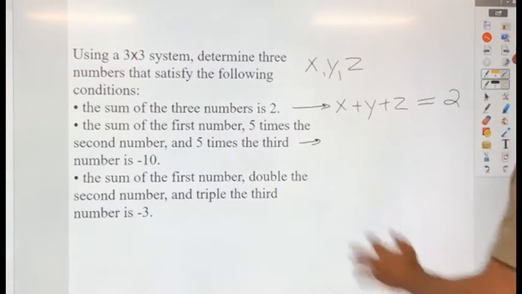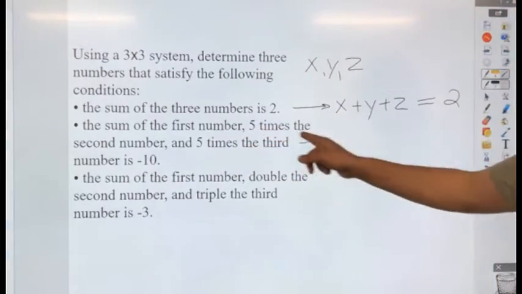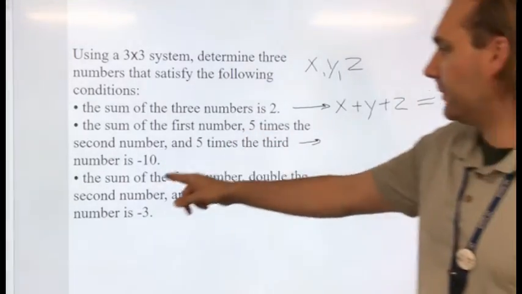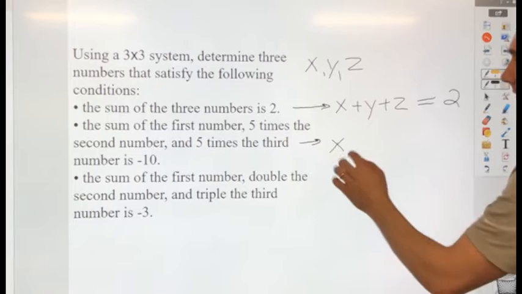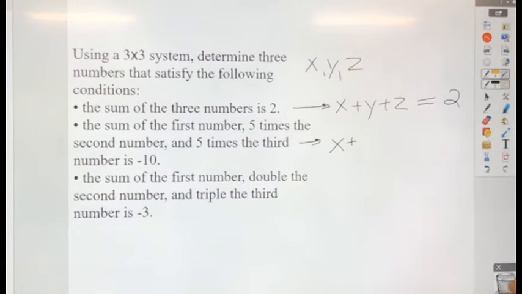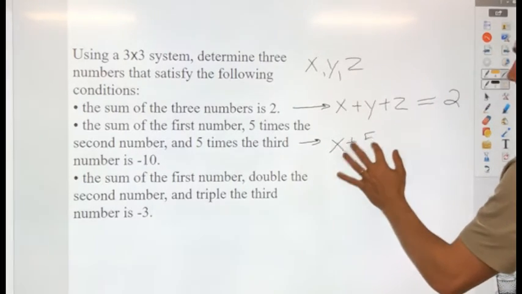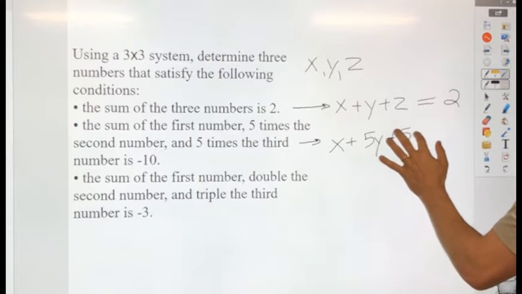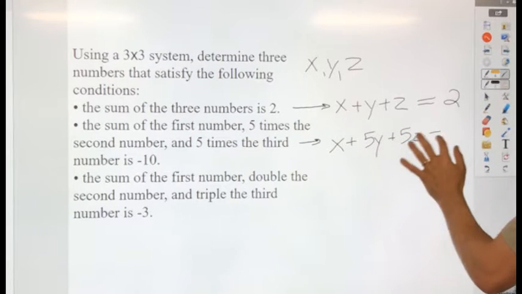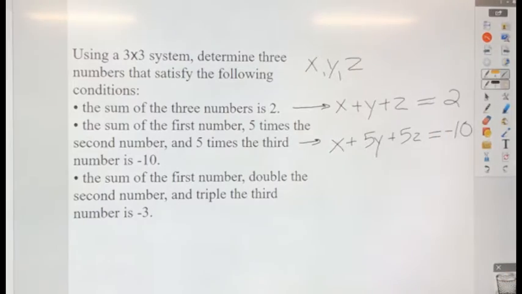The next one: the sum of the first number, 5 times the second number, and 5 times the third number is -10. So what would that look like? X plus 5 times the second, 5Y, plus 5 times Z, 5 times the third, equals -10. So there's my second equation.